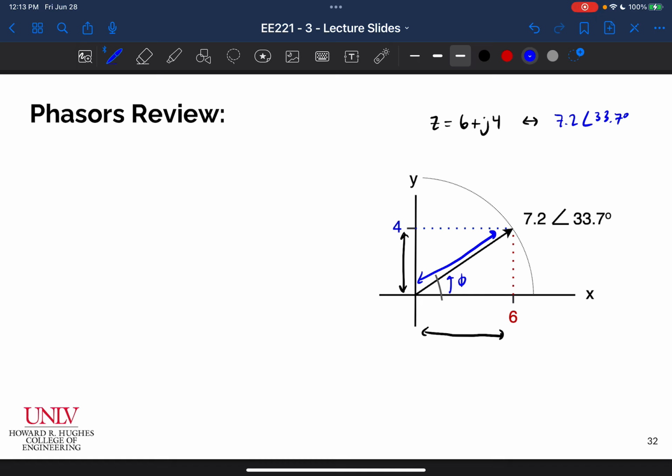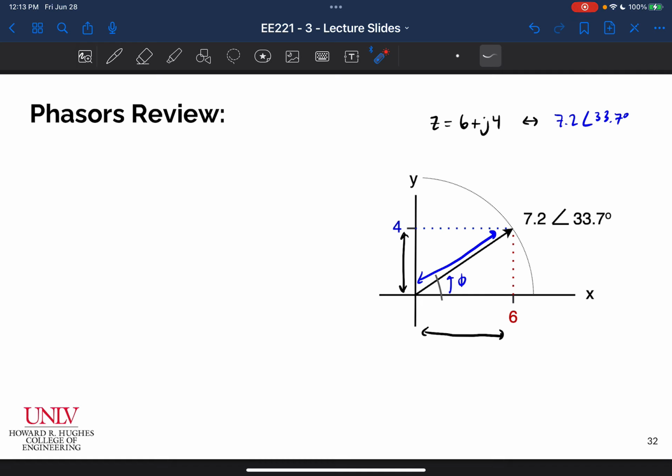But I can represent this value z in two different ways, right? I can represent it in rectangular form by the x and y coordinates, or the real and imaginary coordinates of the point that the arrow points to, or I can represent it by the actual characteristics of the vector, which are how long is that vector and what angle does it make with the positive real axis, okay?